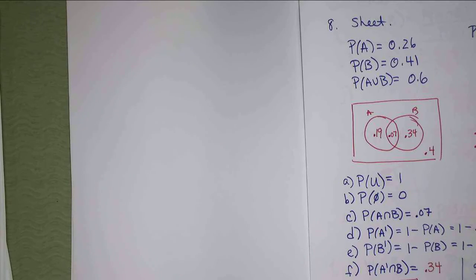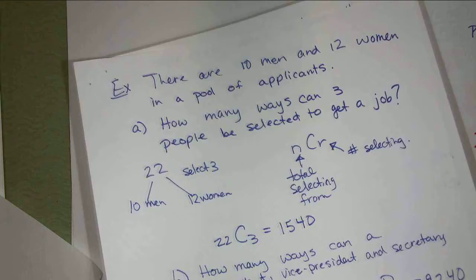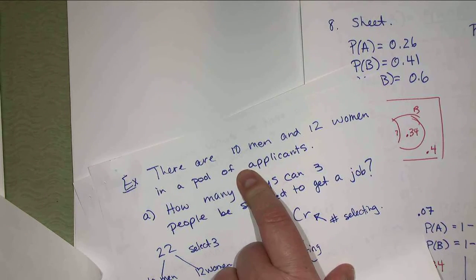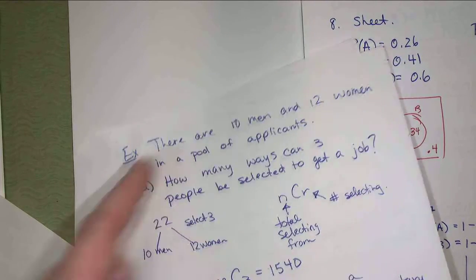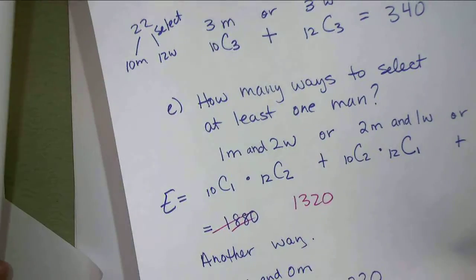Actually, there's another example here I'll just add to the back, too, that we didn't look at. 10 women and 12 men. So they're the groups of people. So there's 22 people altogether. How many ways can 3 people get a job? So it's just another example. Just add it to the back.